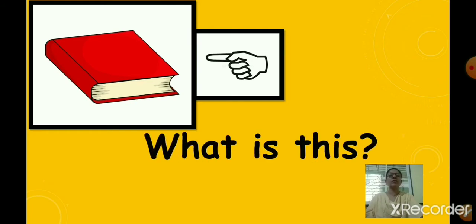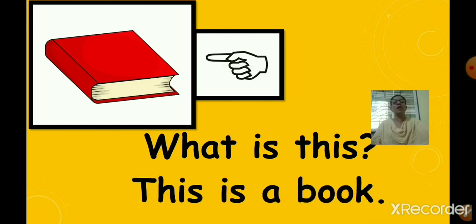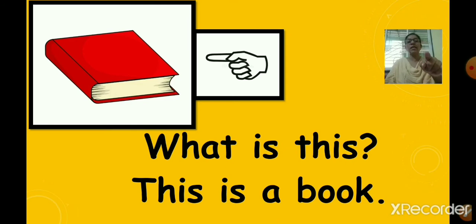Now, again you observe this picture. See where is the object? It is near. So, how will you ask the question? What is this? And how are you going to answer? This is a book. When we are pointing out the near object, we use this in the sentence.